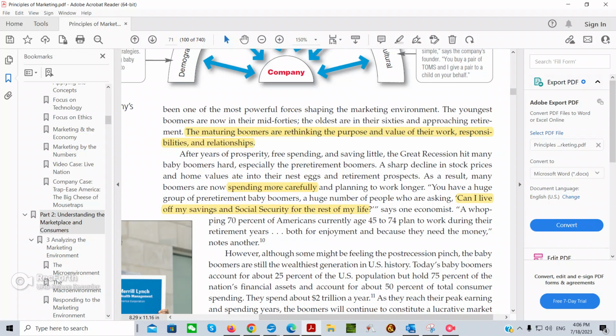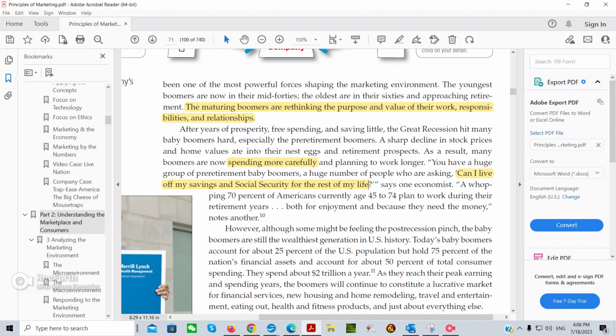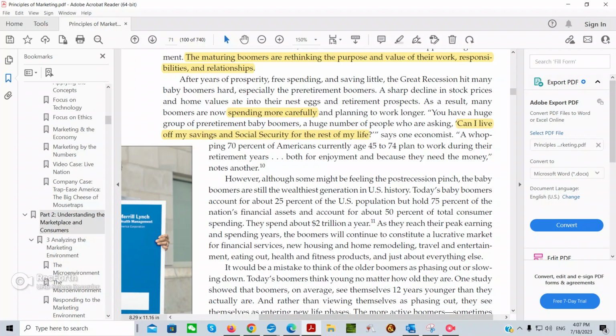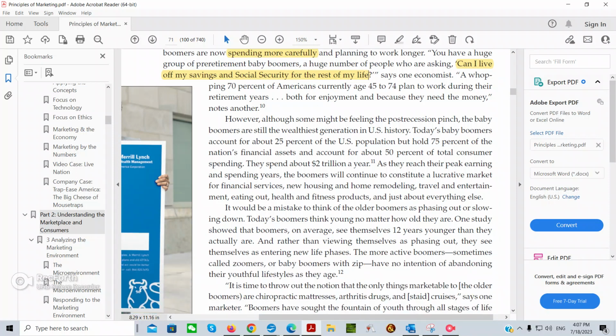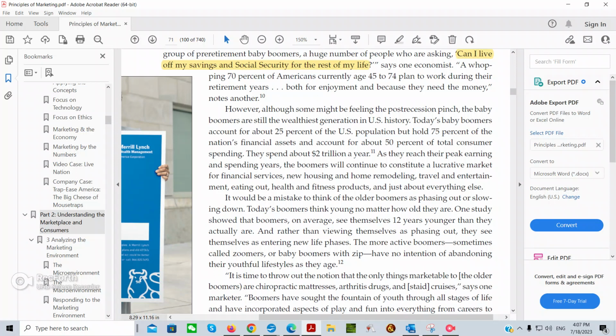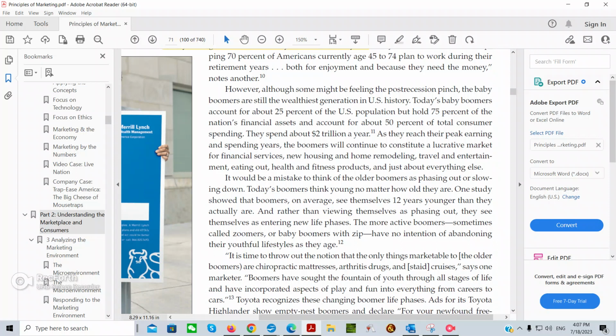Says one economist, a whopping 70% of Americans between age 45 and 74 plan to work during their retirement years, both for enjoyment and because they need the money. However, although some might be feeling the post-recession pinch, baby boomers are still the wealthiest generation in U.S. history. Today's baby boomers account for 25% of the U.S. population and hold about 75% of the nation's financial assets, and account for about 50% of all total consumer spending. They spend about $2 trillion a year.